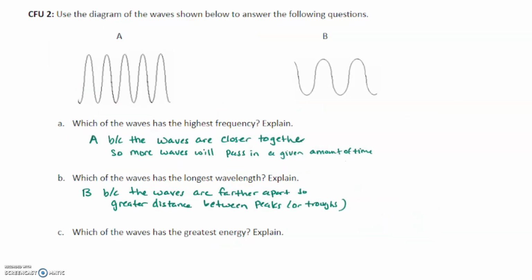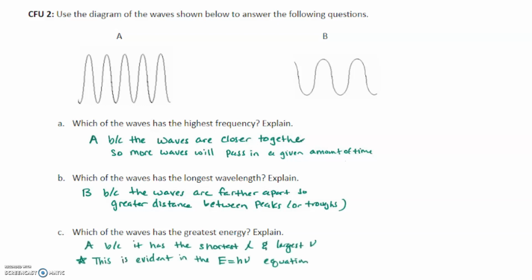Okay, so let's revisit CFU to see which of the waves has the greatest energy explained. So now that you've seen the equation that relates energy and wavelength, you can now tackle that question. Pause the video now. When you press play again, the answer will be revealed. All right, so the answer to that is A, because it has the shortest wavelength, or you can say it has the largest frequency. In either case, as frequency increases, energy increases, and as wavelength decreases, energy increases.